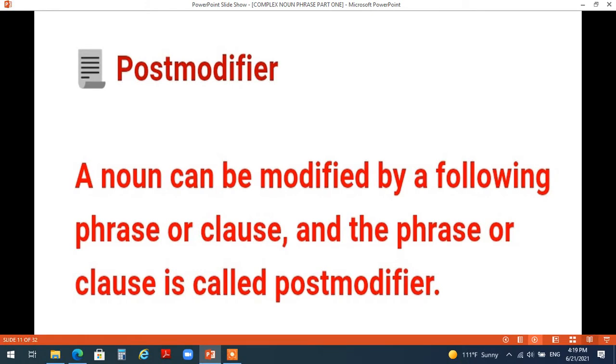إذن ممكن أن نعطي وصفا معينا لاسم ما من خلال عبارة اسمية تتبع الاسم أو من خلال عبارة فعلية تتبع ذلك الاسم. فإذا هذه العبارة الاسمية أو الفعلية التي تأتي بعد الاسم وتستخدم من أجل إعطاء وصف معين لذلك الاسم أسميها post-modifiers.